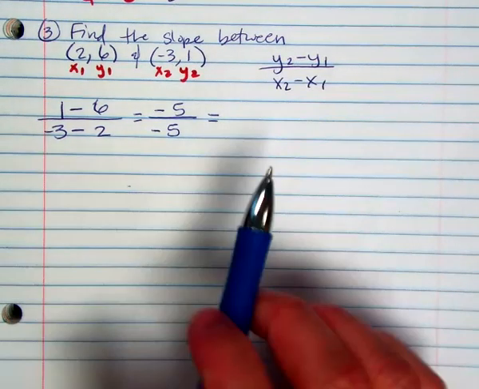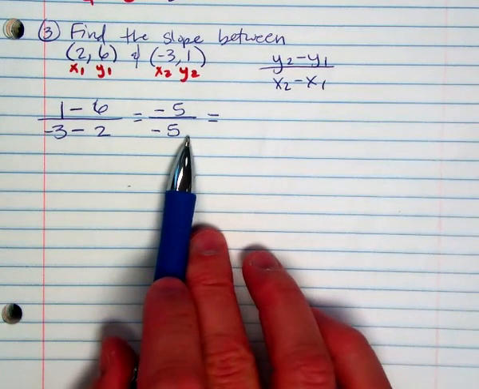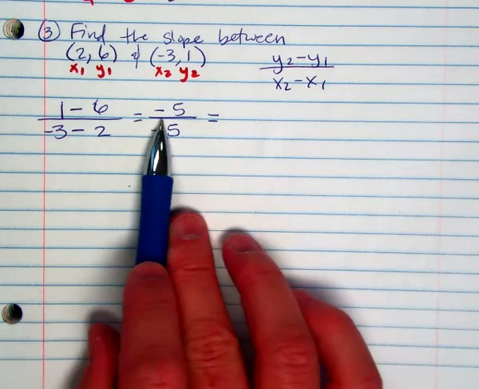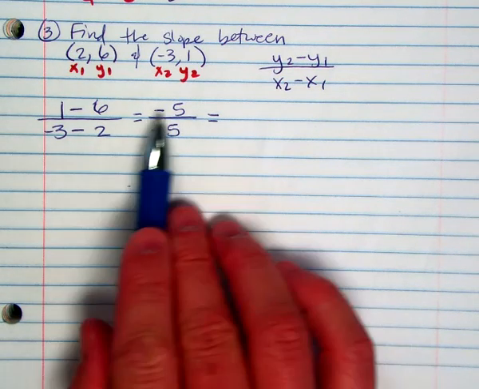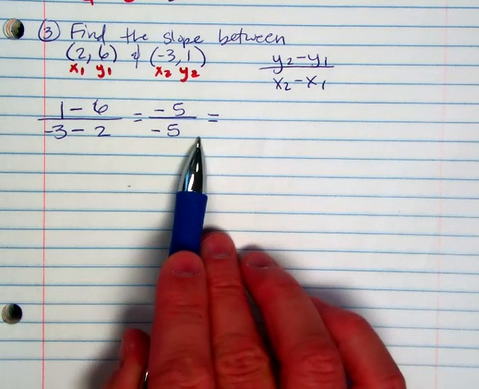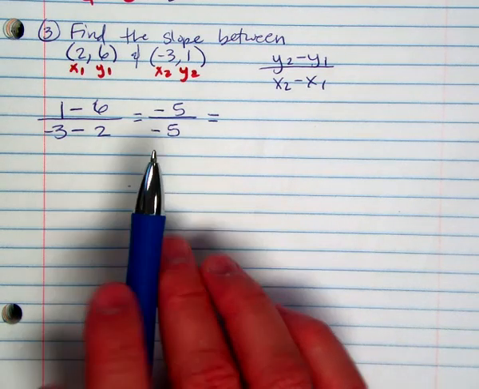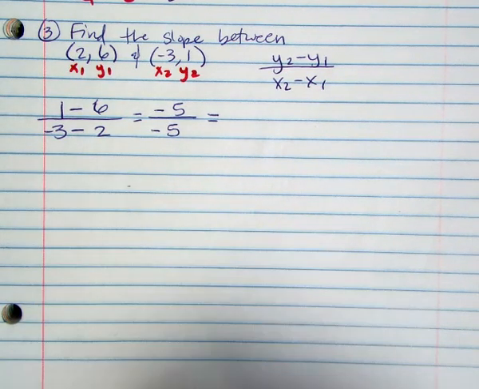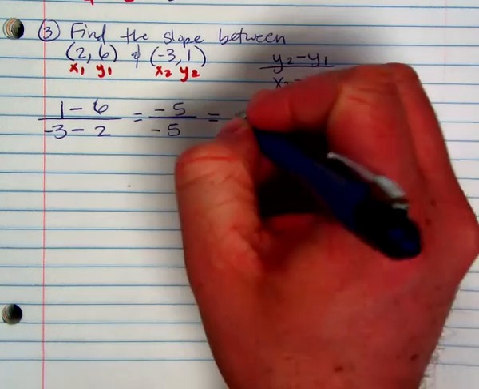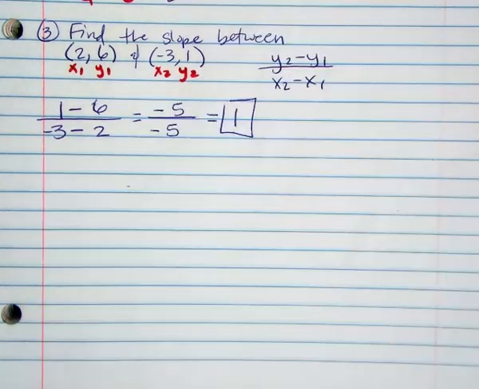This can be reduced. Negative 5 over negative 5. Remember, a fraction bar is also division. So negative 5 divided by negative 5, well, negative divided by a negative will make a positive, and 5 divided by 5 is just 1. You will be asked to simplify these and reduce them.